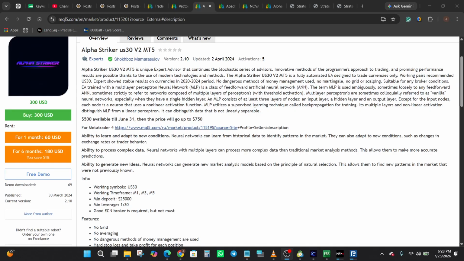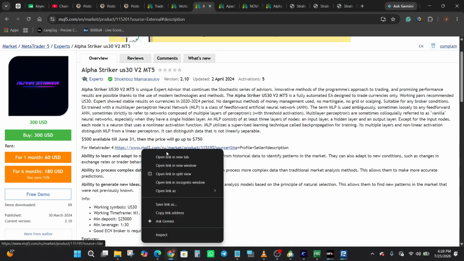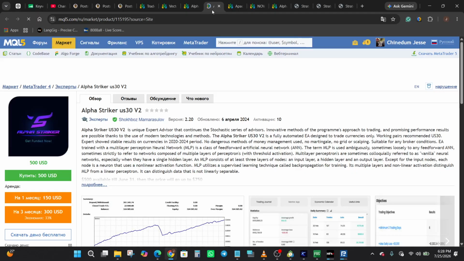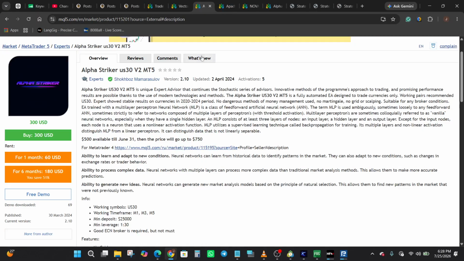Now, with respect to the platform, Alpha Striker US30 is available for both MT4 and MT5. As you can see, this is the MT5 version and the MT4 version is just right here. So whether you are using MT4 or MT5, you are covered. But for the purpose of this video, we're just going to be focusing on this MT5 version, and our back test was also done on the MT5 version. So let us walk through the marketplace page from the top.